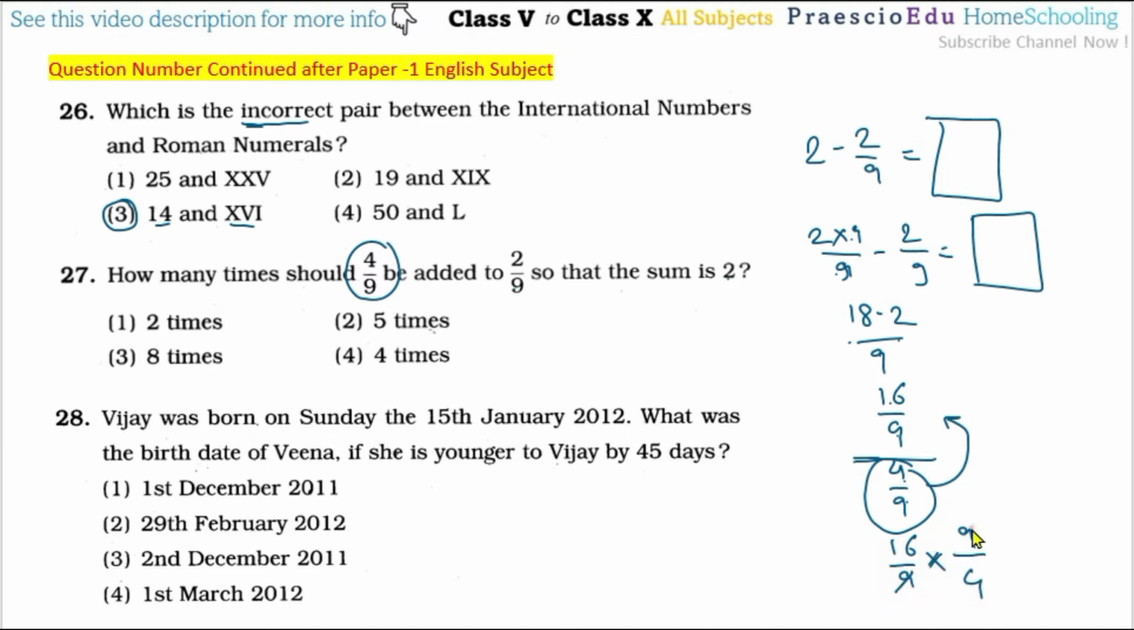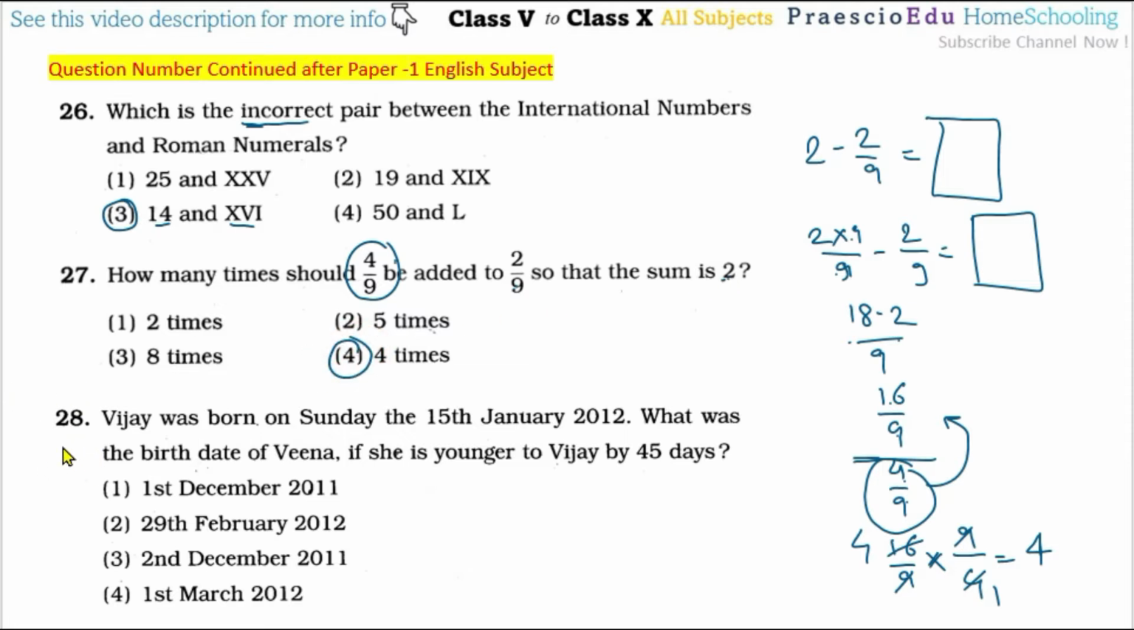So this 9 gets cancelled, 9 gets cancelled. Now 4 ones are and 4 fours are. So that means 4 times we have to add this one to this one, then we will get the sum equal to 2. So 4 times means option number 4 is the correct one.